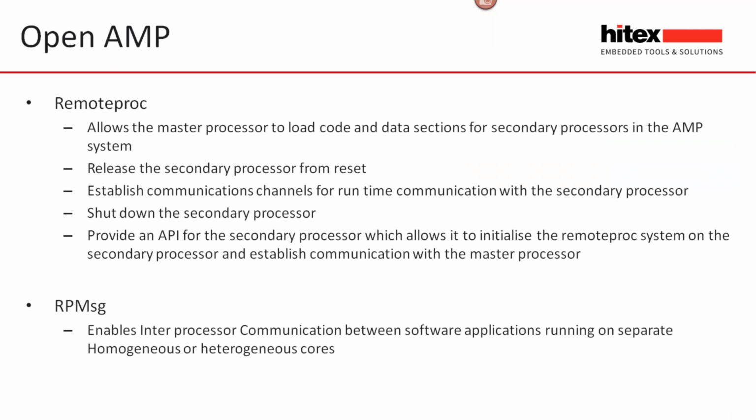So it really consists of two main components: remoteproc, which allows the master processor to load code and data for the secondary processor, and to control its reset. So once the code is loaded, we can start it running. It can also set up a number of communications channels that allow real-time communication between the two processors. And it also provides an API for the Cortex-M processor to initialize its communication channel as well. These communication channels are really using shared memory to communicate between the two processors. So using OpenAMP provides us a standard framework to join these two processors together.